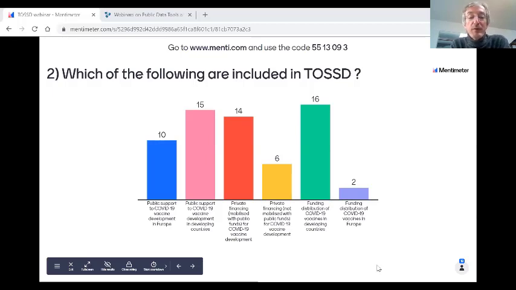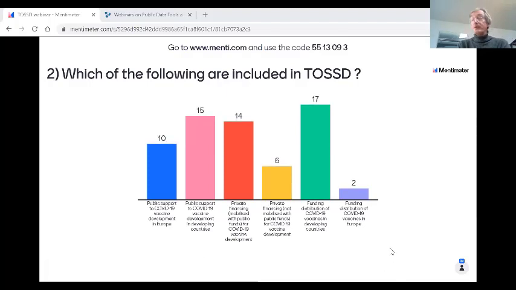First, we have public support to COVID-19 vaccine development in Europe. That is indeed TOSSD eligible under Pillar 2, contribution to a global public good, because the COVID-19 pandemic affects the whole world, including TOSSD eligible countries, and the population of those countries would benefit from the vaccines in the way the research is carried out now with this support and pledges that the whole world will benefit from the vaccines.